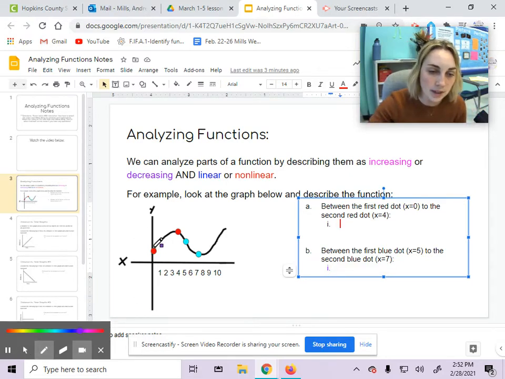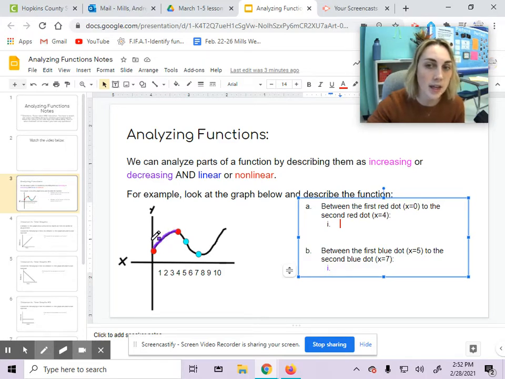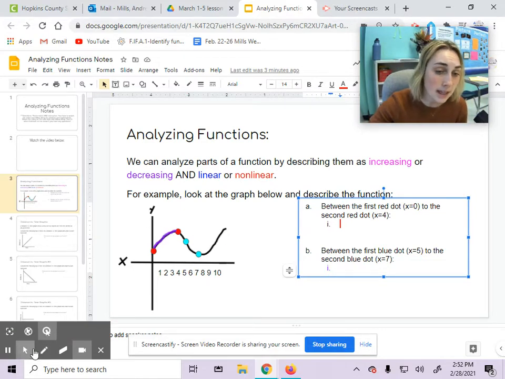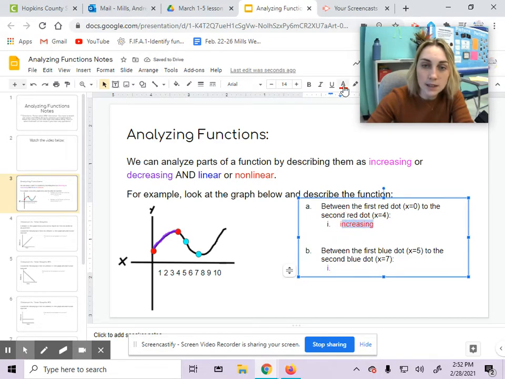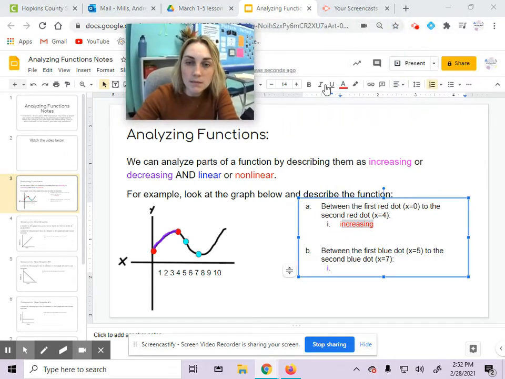So from the first red dot to the second red dot, we are moving uphill. If we had a man on the left-hand side and he was walking to the right, he would be walking uphill. So what that means is this is going to be, in fact, increasing. I don't know how that ended up being red, but that should be pink instead. All right. So it is increasing.